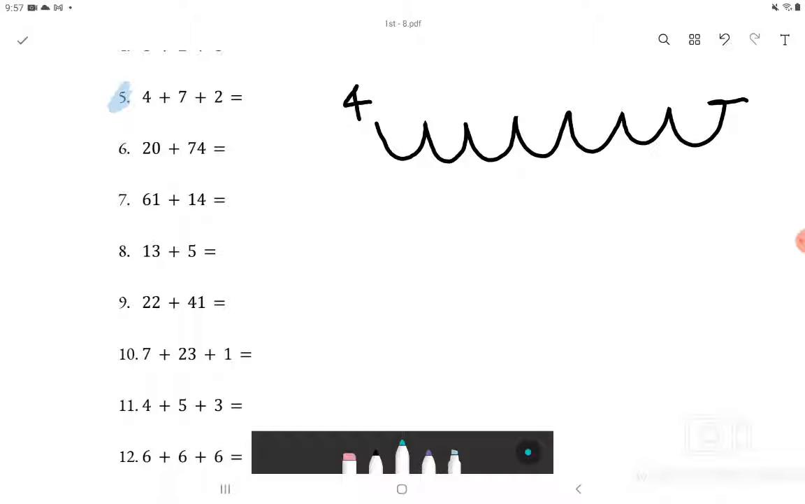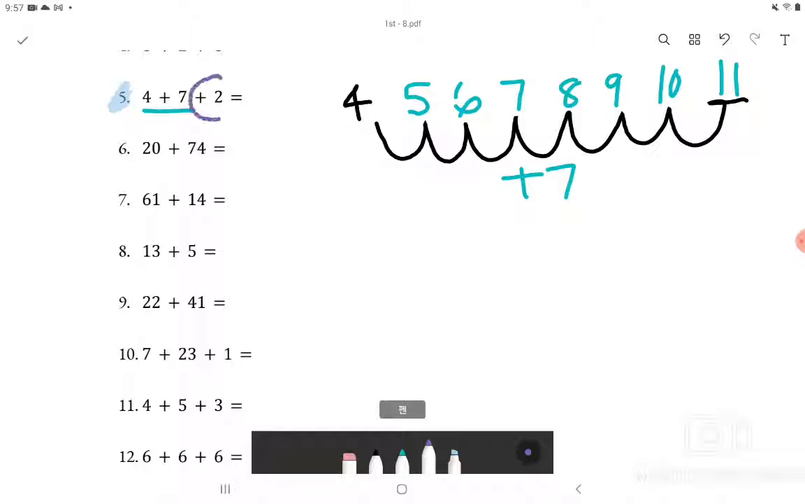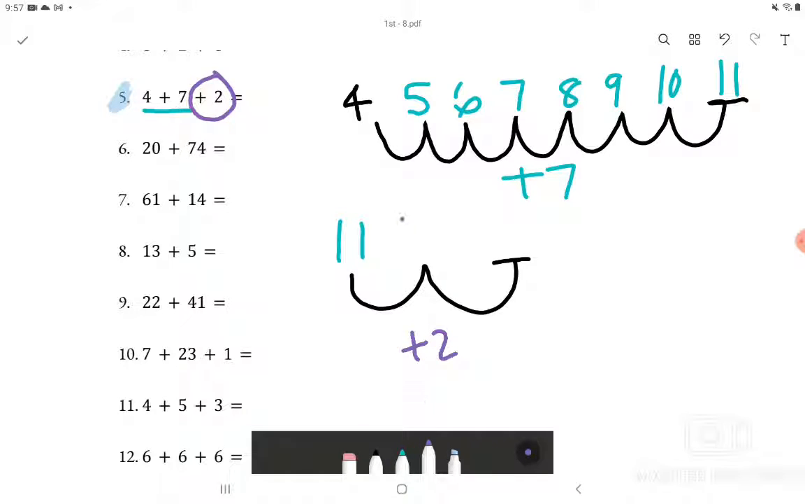And from now on, you'll just count the numbers starting from 4. So 4, 5, 6, 7, 8, 9, 10, and 11. And since you got 11, we know that 4 plus 7 is 11. But now you have to add the 2. So you will do 11 and then make the step 1, 2. And when you count, you'll get 12 and 13. So the answer for number 5 would be 13.